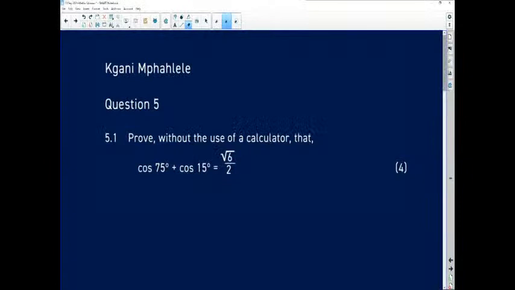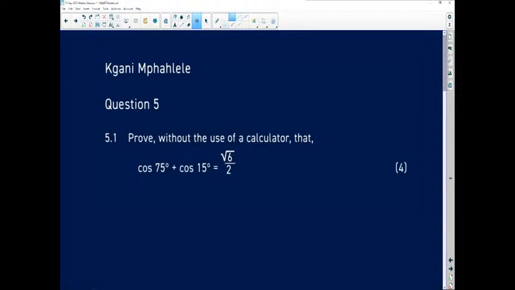All right. So this one is a question that was sent to us by Khanim Pahlele. It's a question that is based on the concept of trigonometry, one of the most stubborn sections in Mathematics Paper 2. Let's see how we work with this one. Question 5.1 says, prove without the use of a calculator that cos of 75 degrees plus cos of 15 degrees is as good as the square root of 6 divided by 2.